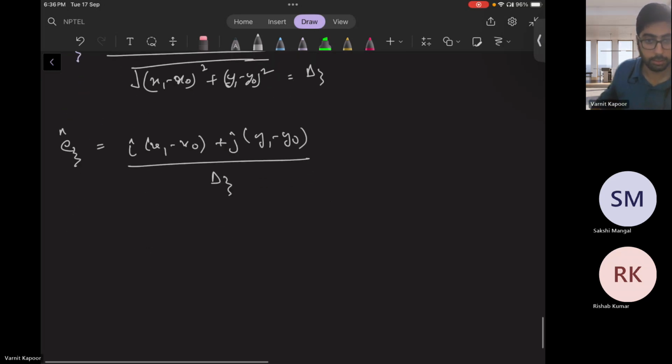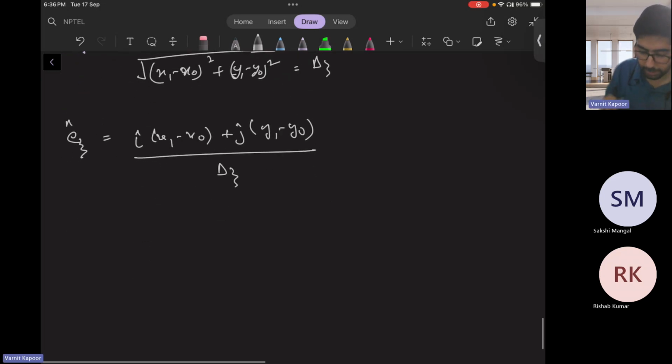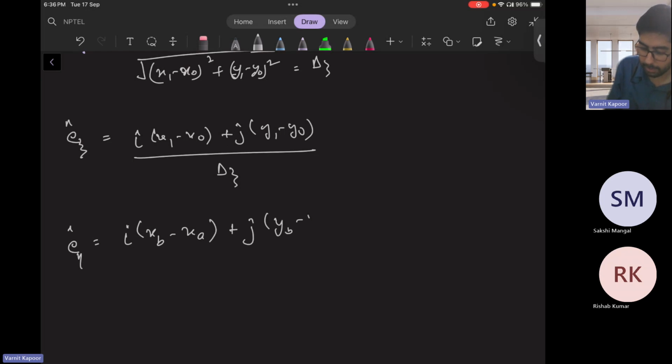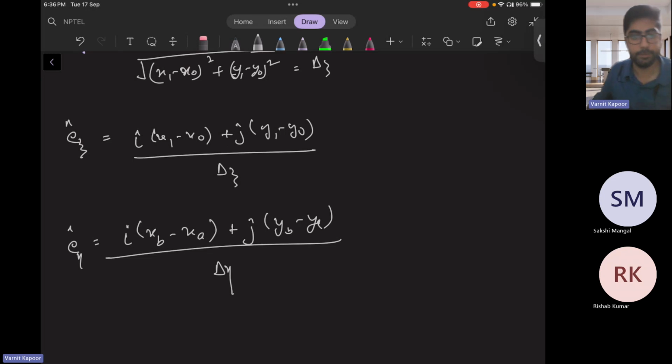Same procedure. This time xb, xa, e eta hat. So that is i hat (xb minus xa) plus j hat (yb minus ya) over del eta. We got the unit vectors as well.